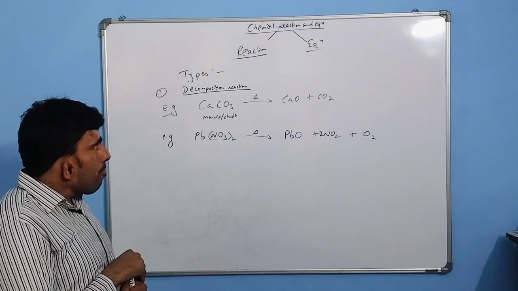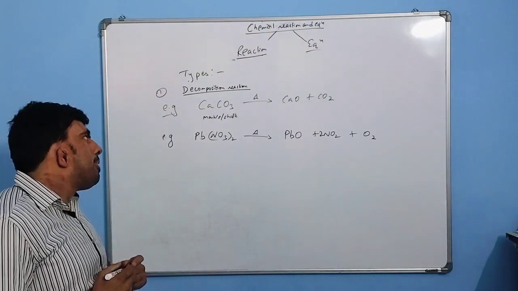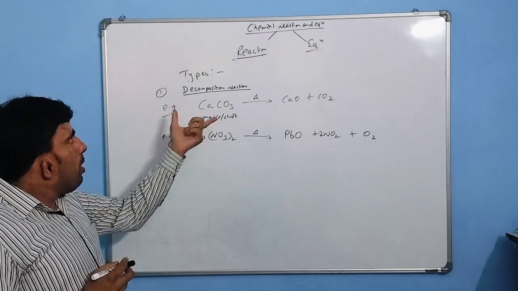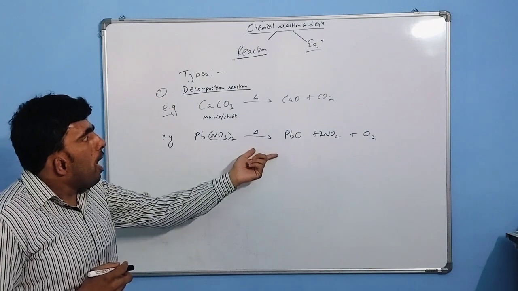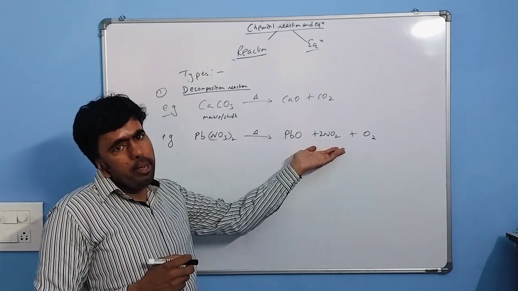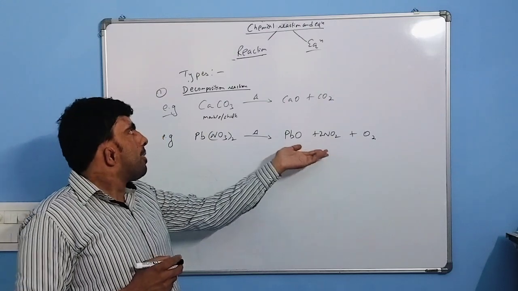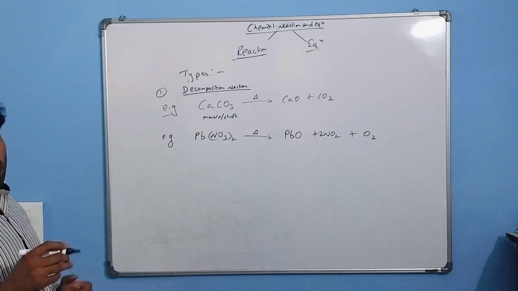Now, from these two reactions, what I find is that only one reactant is there. I am heating it, and after that I get 2 or more than 2 products. That is why this reaction is called a decomposition reaction. We can take more examples also.